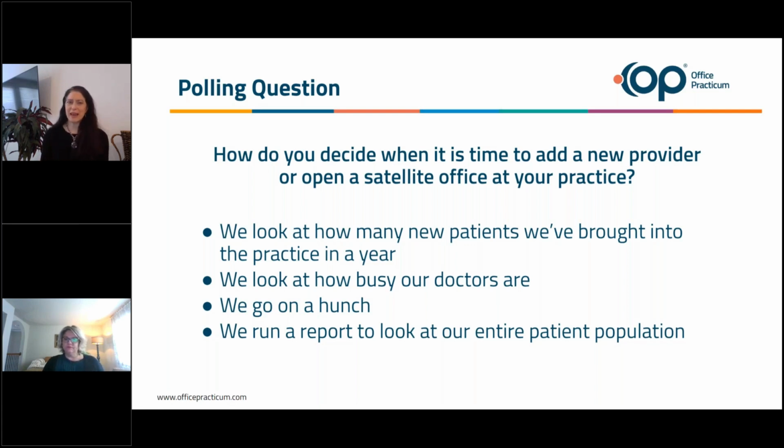The other thing is looking at locations. So I have 3 locations, but do I need to shift a doctor from one location to another? With the DAR, I can run a report based on zip codes, and I can look at that and say, wow, X% of my patient population is here. Does that mean that X% of my providers should be here?